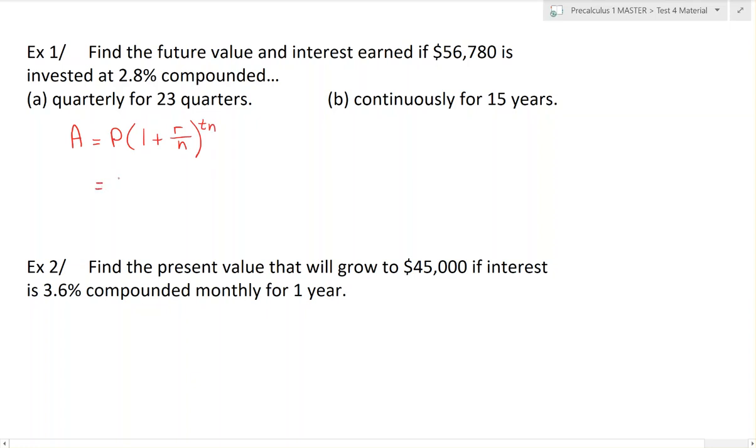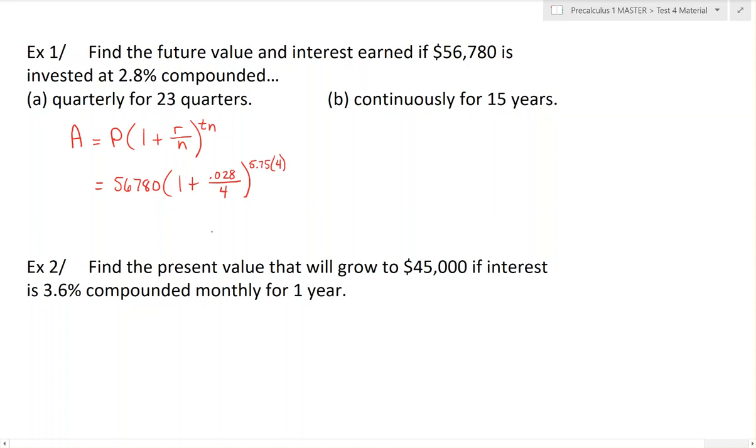We have $56,780 that we are investing, and it's invested at 2.8%, so 0.028, and it's compounded n times per year. Quarterly would be 4 times per year. And then it's compounded for 23 quarters. Well, how many years is 23 quarters? If we take 23 and we divide that by 4, that's going to be 5.75 years. And again, the number of times per year is 4.